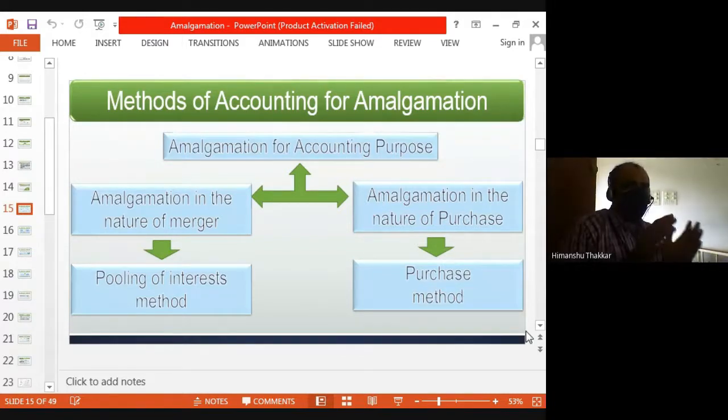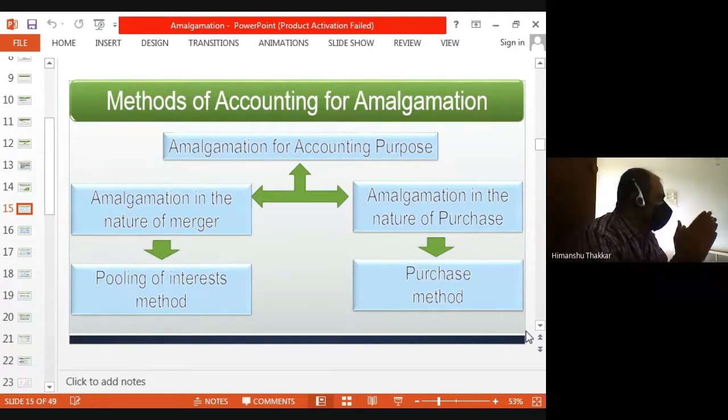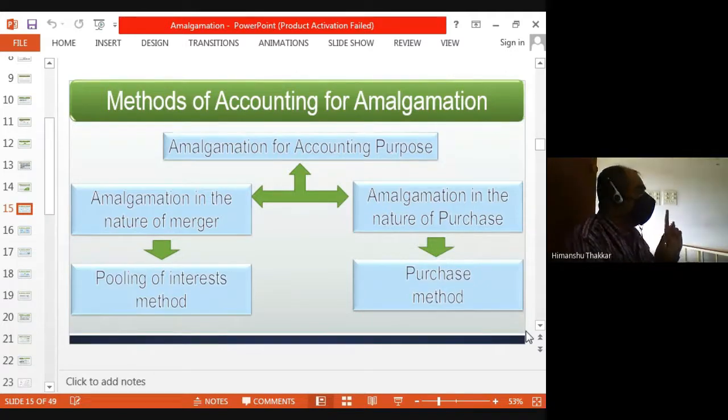In the question, they've given you A Limited balance sheet and B Limited balance sheet. You are preparing new company A Limited, which is going to continue. B is going to lose its existence. So what you have to simply do is take all the assets and all the liabilities and pool them together. That's it. That's the simple way of doing accounts, the simple way of preparing balance sheet. What will you do?